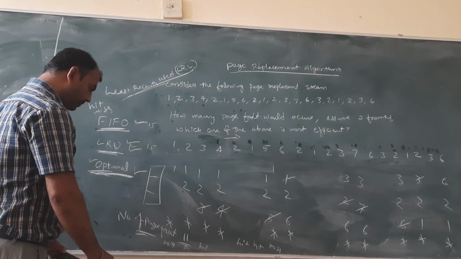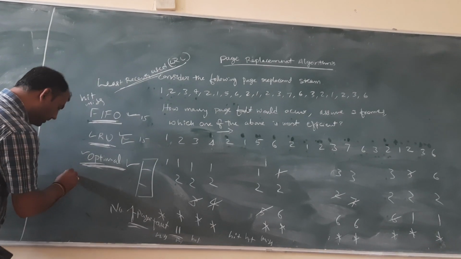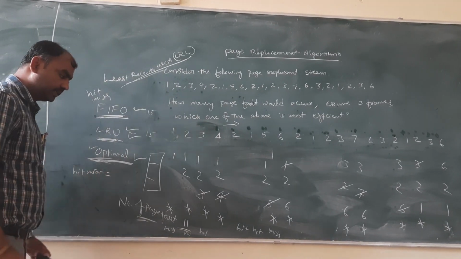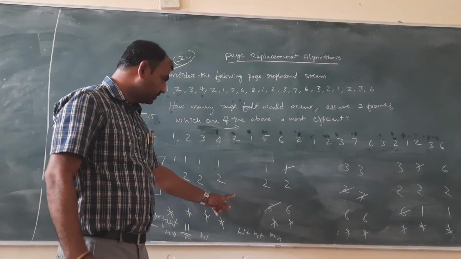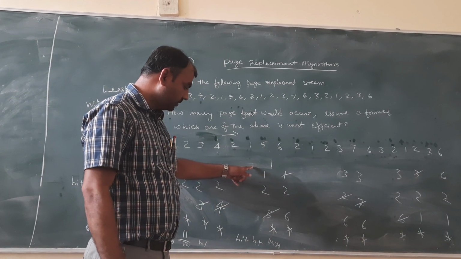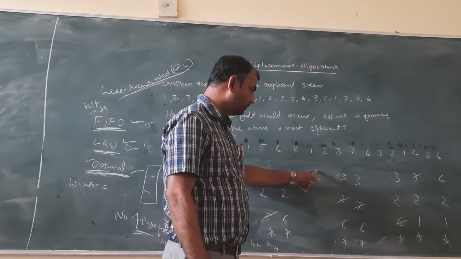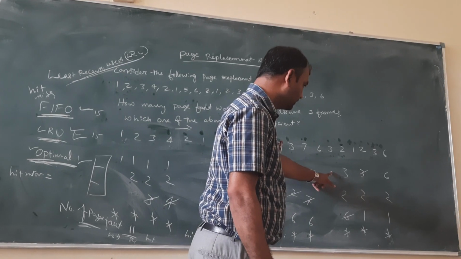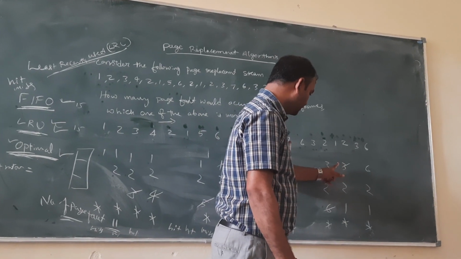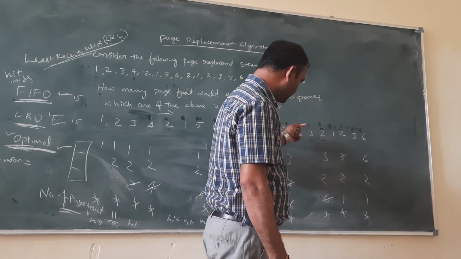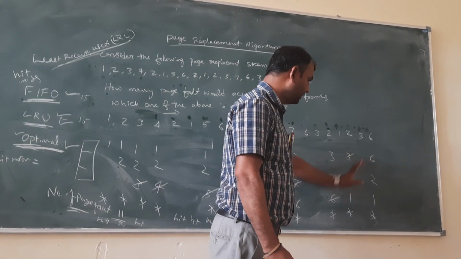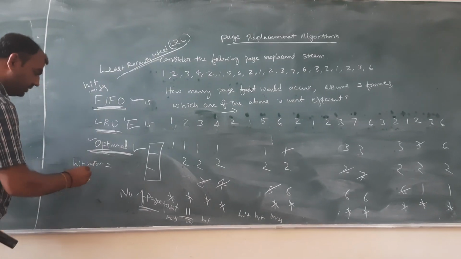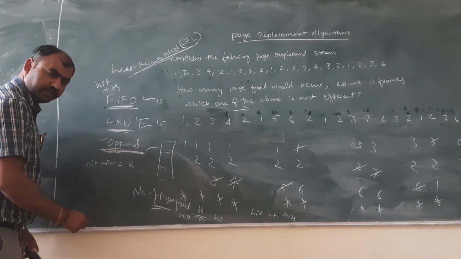For this one I will show you. So hit ratio means what? Hit ratio means how many number of hits are there here. Okay. So this is 1, 2. Okay. So and then 3, 4. So 5. So and then 6. Okay. So and then 7. Okay. So 7, 8. Okay. So total 8 hits are there, right? So that is total 8 hits are there.